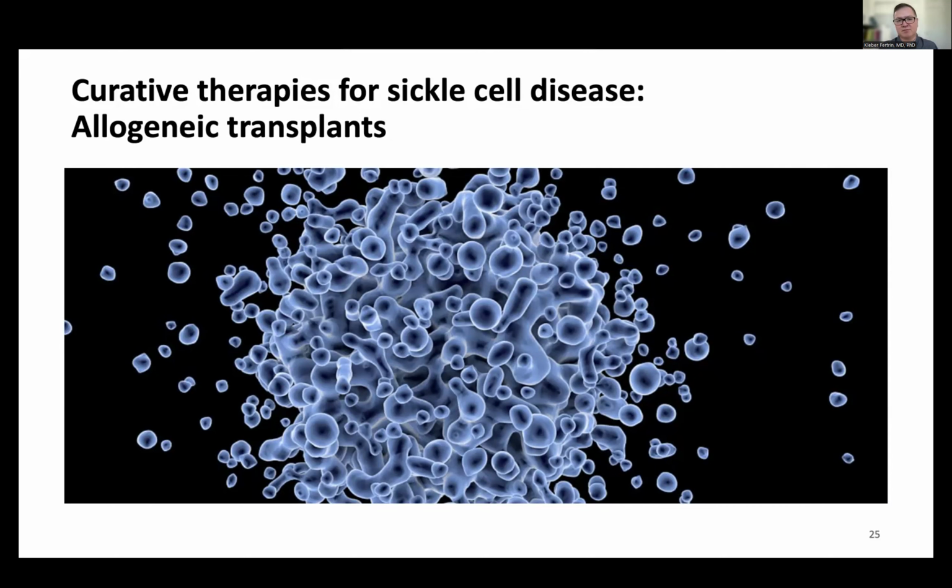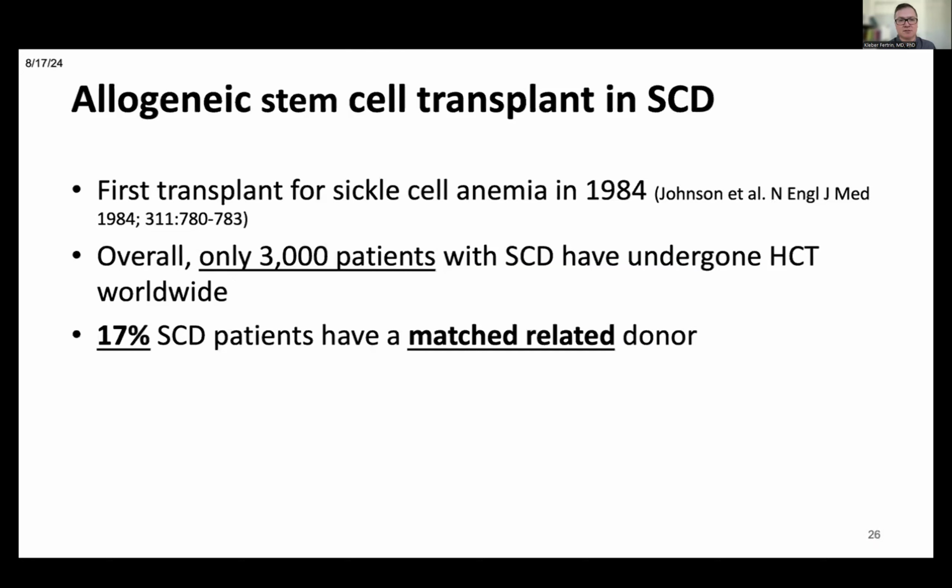And allogeneic transplant is certainly the first and the most studied type of therapy that can really change sickle cell disease. It was first used in 1984. Overall, about 3,000 patients with sickle cell disease have undergone hematopoietic cell transplant worldwide. And unfortunately, only 17% of sickle cell disease patients will have a matched related donor, which is like the ideal donor for someone to get a transplant. So that means over 80% of patients won't have that as an option.